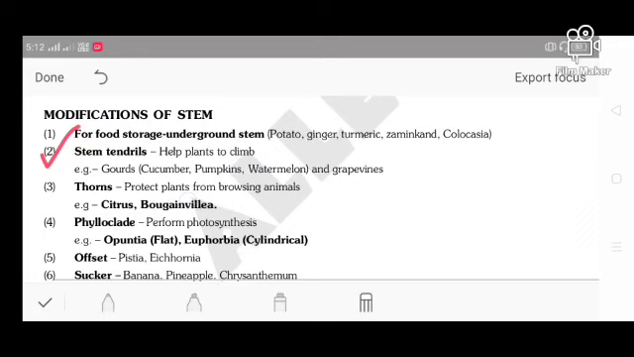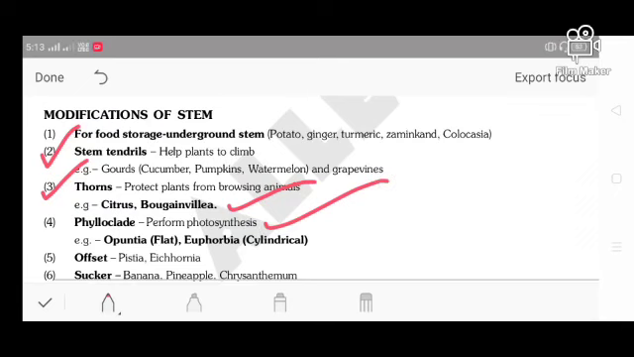After that the third one is thorns. Some plants have thorns. What is the basic use of thorns? It is basically to protect the plant from different herbivorous animals, like the citrus plant, bougainvillea, etc. After that, phylloclades. What is the basic importance of phylloclades? They help in performing photosynthesis. Examples are Opuntia and Euphorbia.